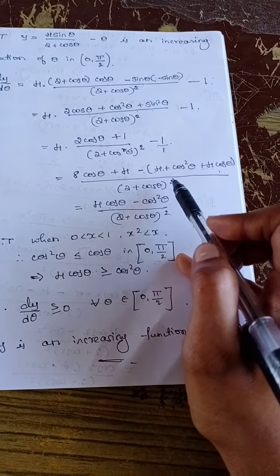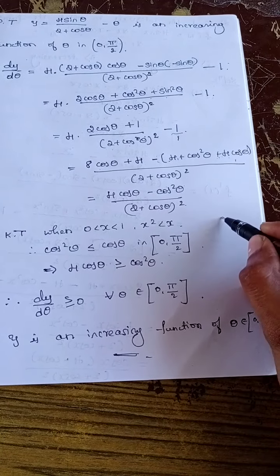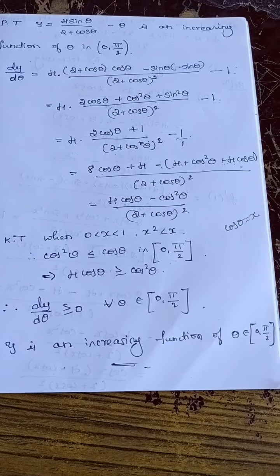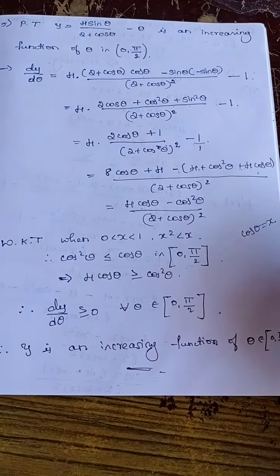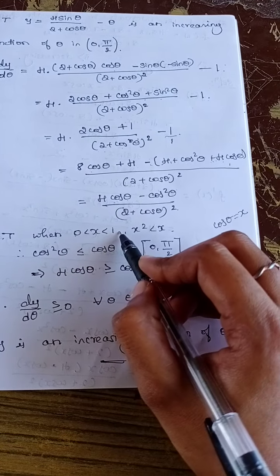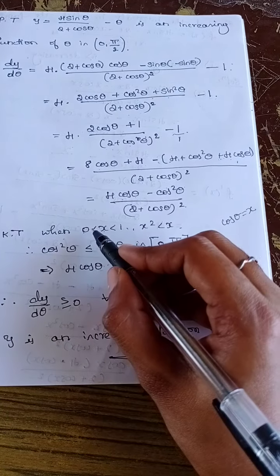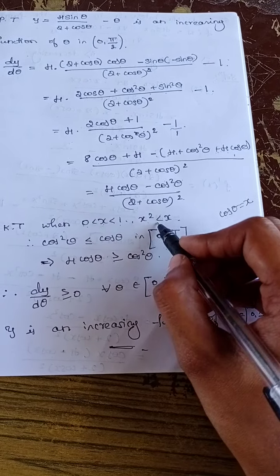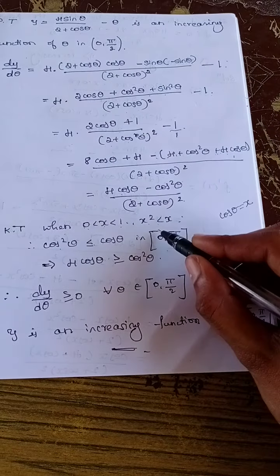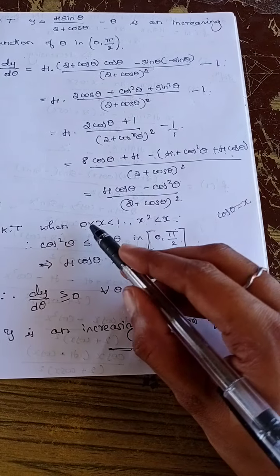We know the range of cos theta: if cos theta is equal to x, the range value is always between 0 and 1. For any value x between 0 and 1, x square is less than 1. So cos square theta is less than or equal to cos theta in the domain 0, pi by 2. Here the range of x is 0, 1.